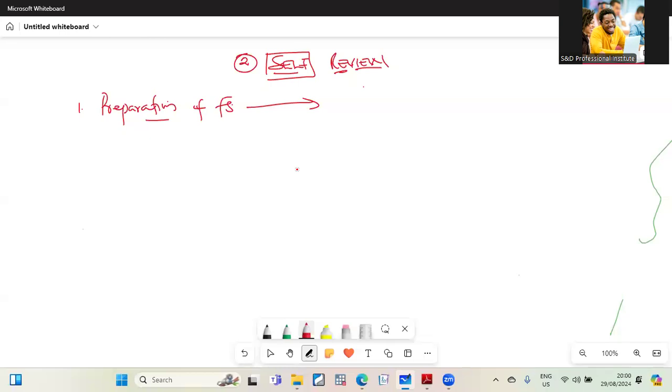Now, when you are answering a question on self-review, the first thing you need to spot, and those of you who have the book, you see that I underline those things.